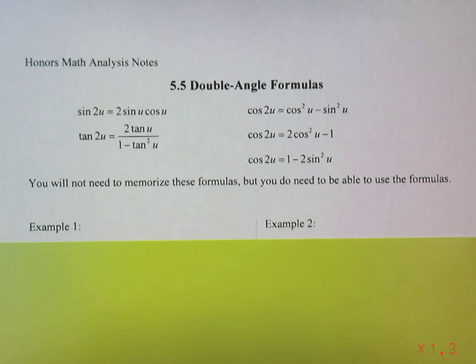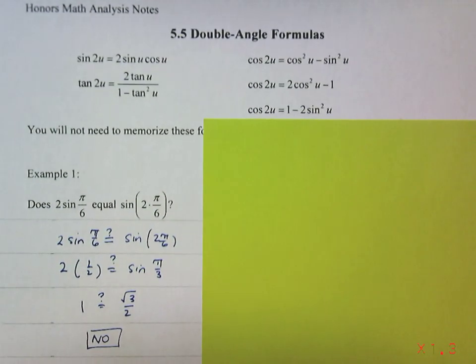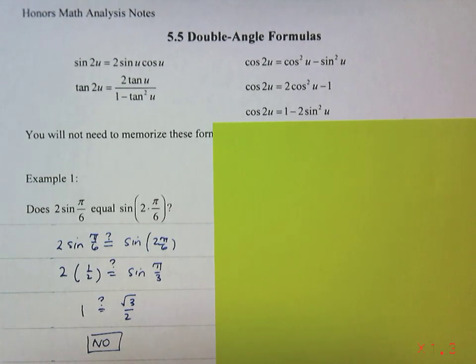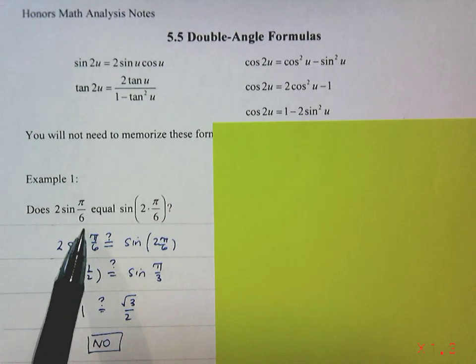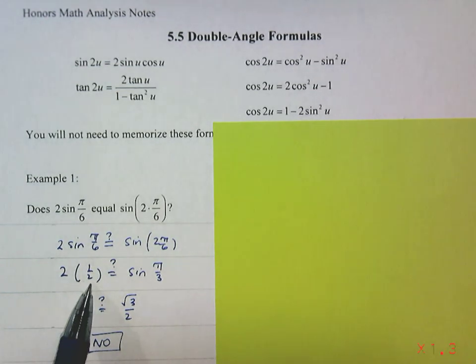So my first example, I'll start out like I did in the last lesson. I just want to see if 2 times sine of pi over 6 is equal to sine of 2 times pi over 6. So I write the equation again, but I put a question mark over the equal sign. I replace sine pi over 6 with 1/2. 2 multiplied by 1/2 is going to be 1.